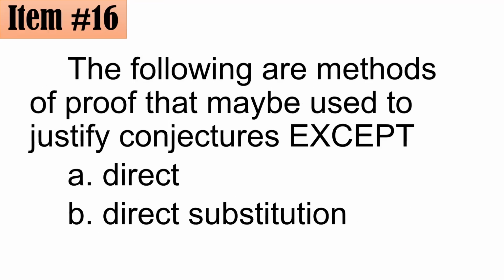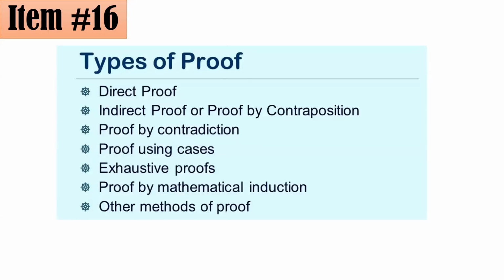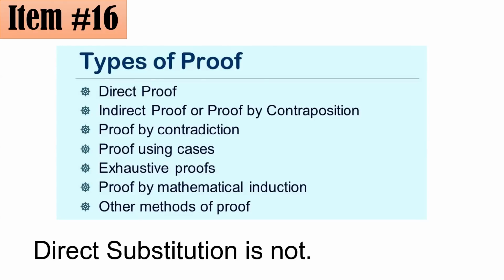Congrats sa lahat ng sumagot ng B. Be happy. 16. Which of the following are methods of proof that may be used to justify conjectures? Example, is it A, direct proof, or B, direct substitution? Okay, take note po ha, example. Okay, direct substitution yung sagot ng karamihan. The types of proof, you have your direct, indirect, proof by contradiction, proof using cases, exhaustive proofs, proof by mathematical induction, other methods. You could see po that direct substitution is not one of them actually. Letter B. Thank you po.